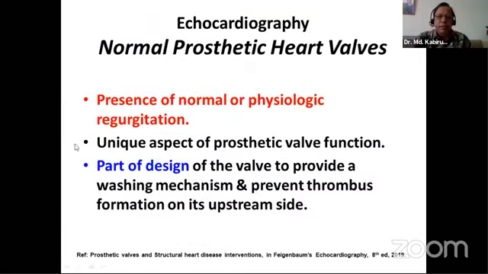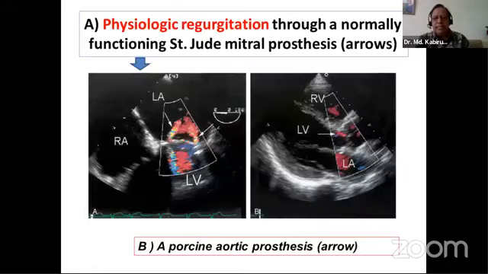What are the other normal prosthetic valve features? This is the presence of normal or physiologic regurgitation, and this is a unique aspect of prosthetic valve function. It is part of the design of the valve to provide a washing mechanism and prevent thrombus formation on its upstream side. These are some still pictures showing the physiological regurgitation of the prosthetic valve. Don't report it as pathological regurgitation whenever you do an echo.